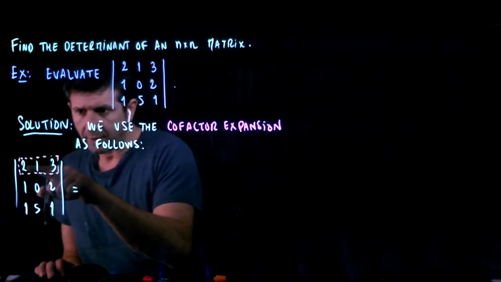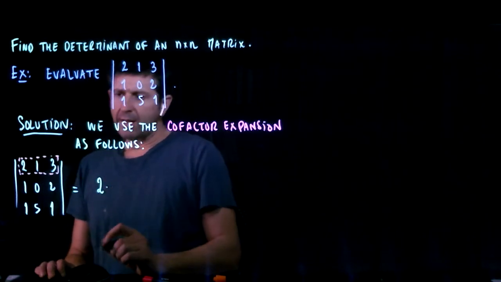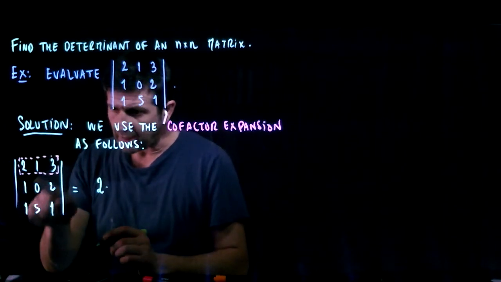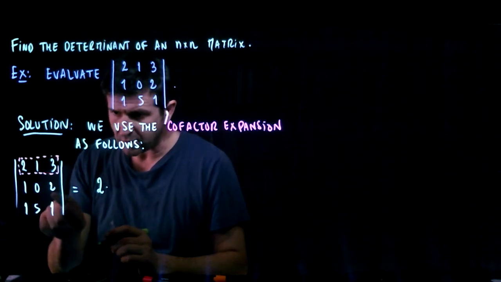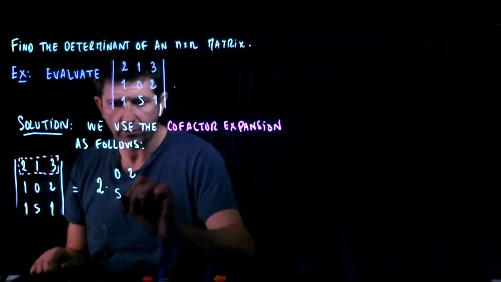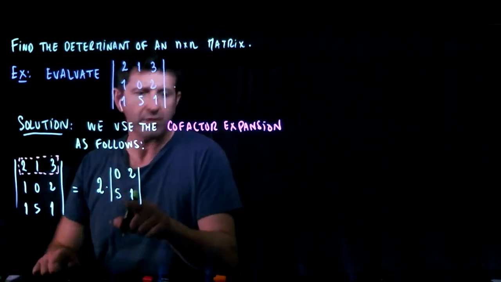So what do I do? I go 2 times, and I'm going to cross out the row and the column where the 2 is. And I'm going to find the determinant of the remaining matrix, which is in this case 0, 2, 5, 1. So the determinant of this, which we know how to do because we know how to find the determinant of a 2 by 2.